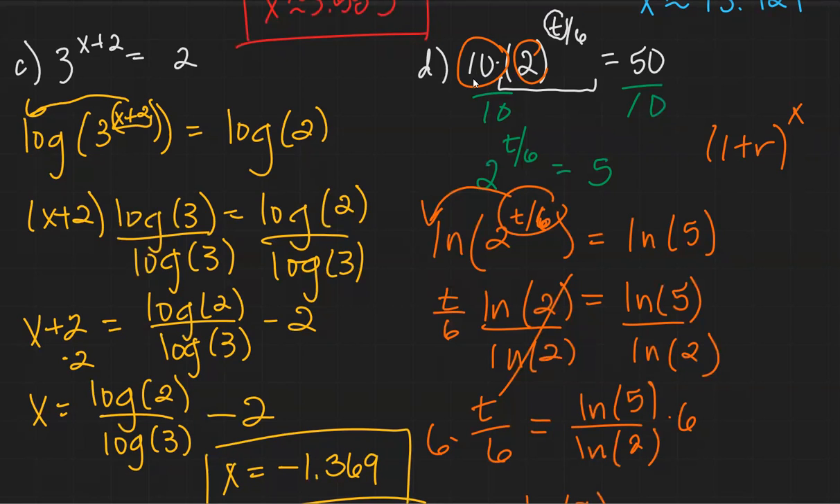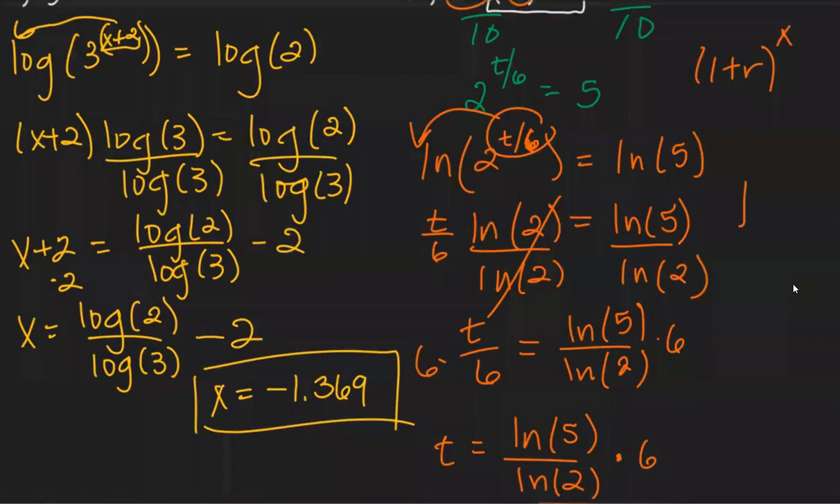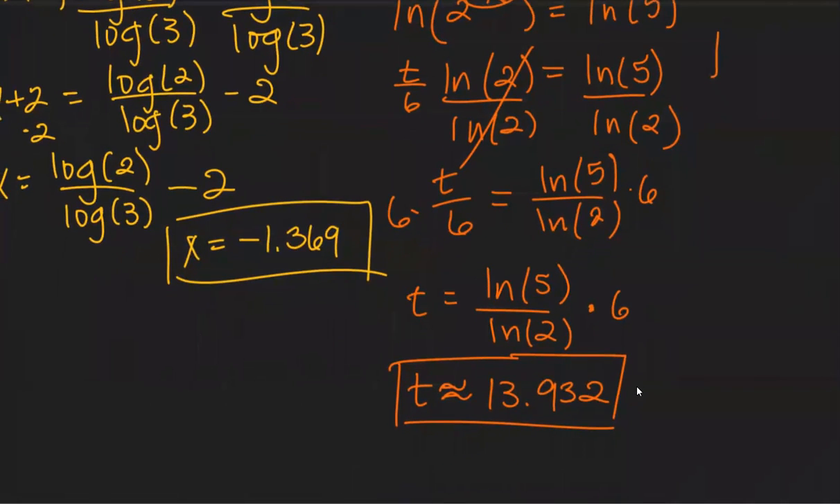A rabbit population that starts with 10 and it's doubling. How long is it going to take to reach 50 rabbits? Okay, well, it's going to take 13.932. That's what that significance is.